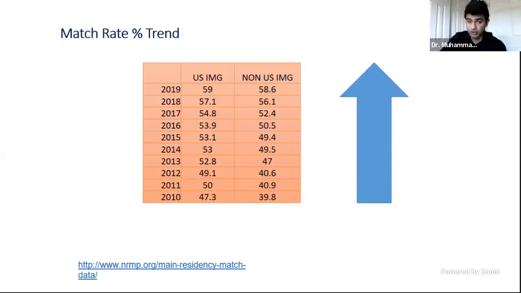Look at this. I'm going to share this because you wanted to understand where things are moving. Before we kill the beast, we want to know how big the beast is. Look at that now. The beast is much smaller than before. Back in 2010, 10 years ago, the average matching ratio was about 40%. So IMGs, US and non-US, used to match about 40%. 100% population applied and about 40% matched.